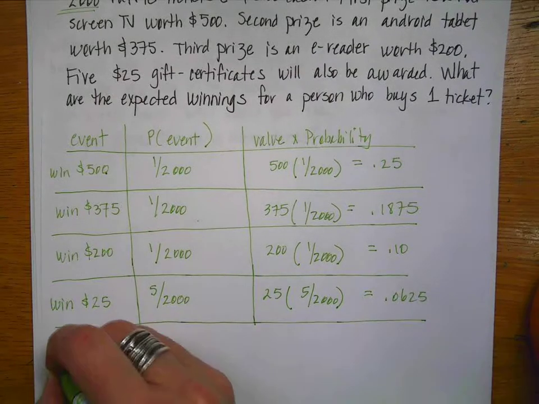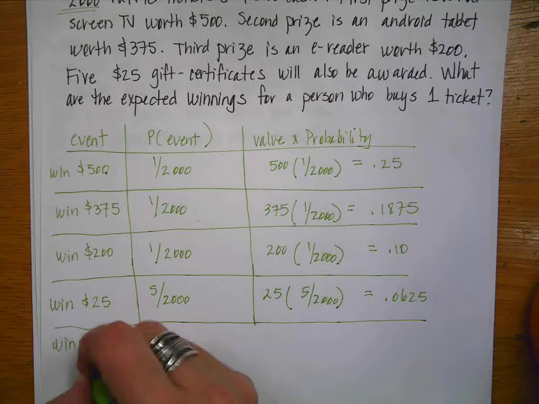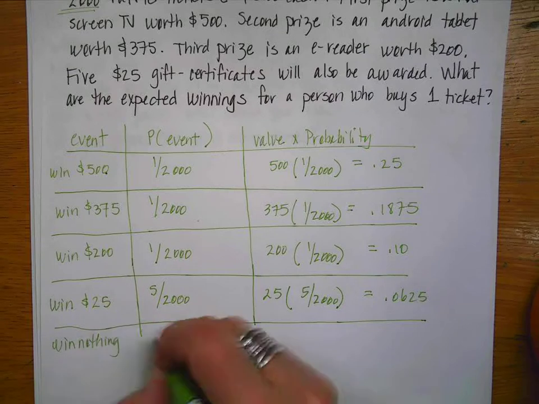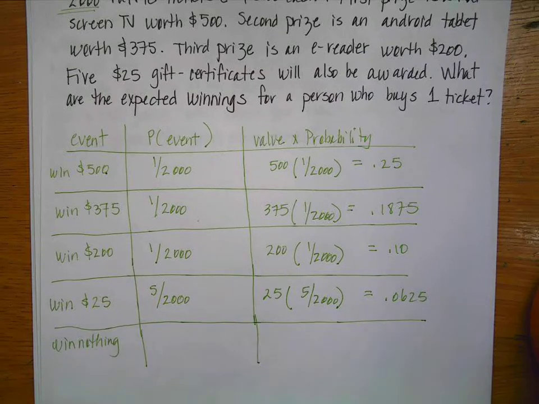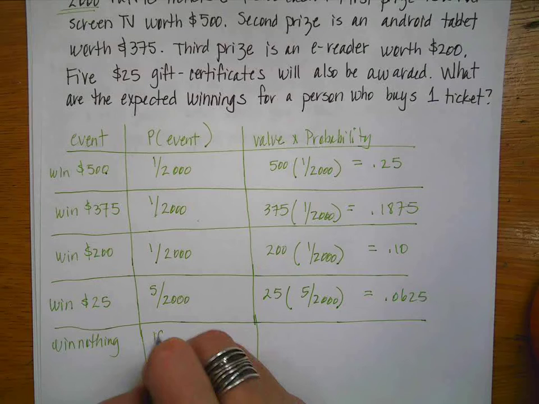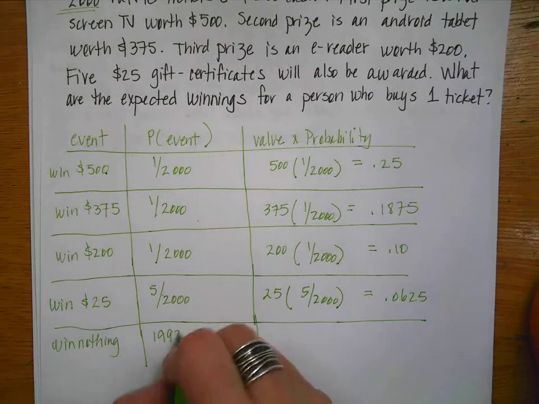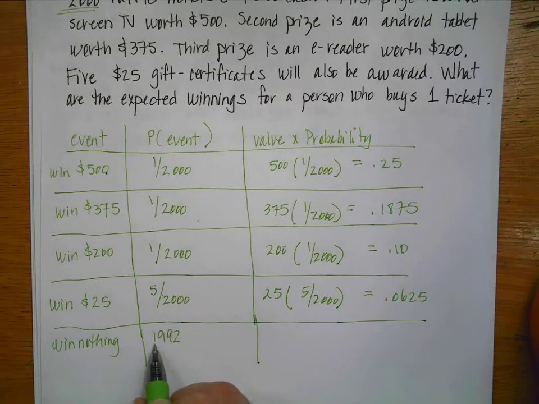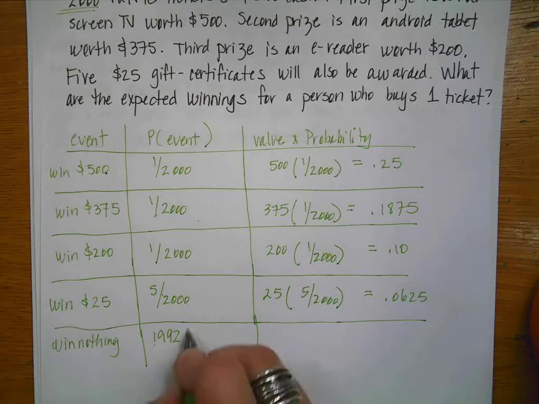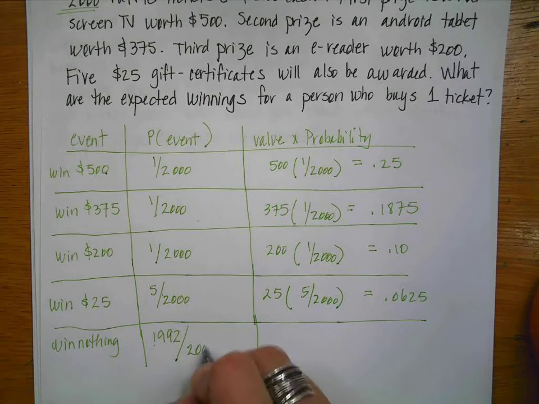And then I can win nothing, because winning nothing is always a possibility, right? Which seems like it always happens. So I have 8 possibilities of winning. So that means there are 1,992 ways that I can lose that day.